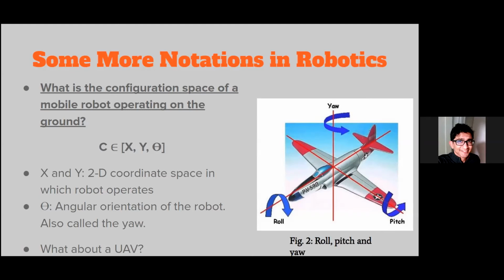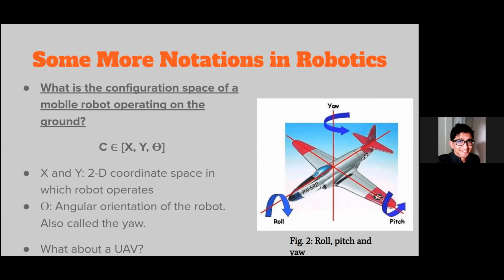The C space of a ground robot operating on, say, even flat ground is given by a three-dimensional vector. So your X, Y, and theta. Your X and Y basically tell you the centroid of the robot, and your theta provides information about the orientation of the robot. So is the robot facing north? Is the robot facing south, east, west, southeast? With these three dimensions, you can basically denote the operating environment of a mobile robot operating on the ground.